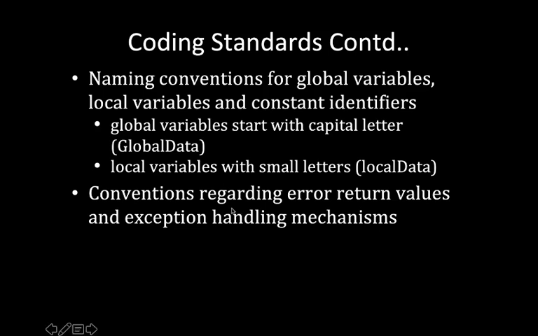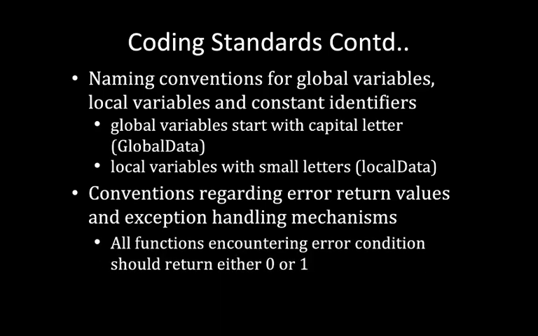Then another coding standard is conventions regarding error return values and exception handling mechanism. Organizations usually mention the error conditions also. If some error occurs, what the function should return. The function should either return a 0 or a 1. So whenever an error occurs, the function should return either 0 or 1. So this is a coding standard.